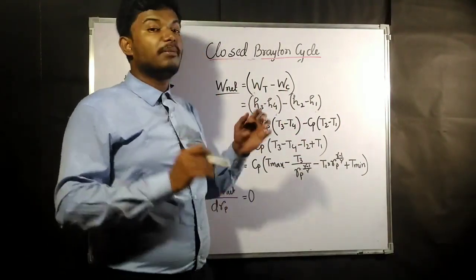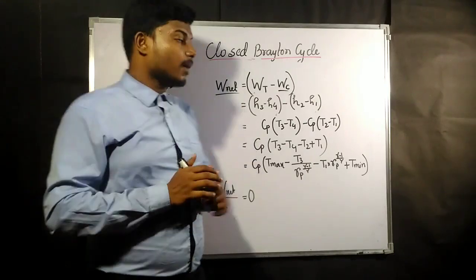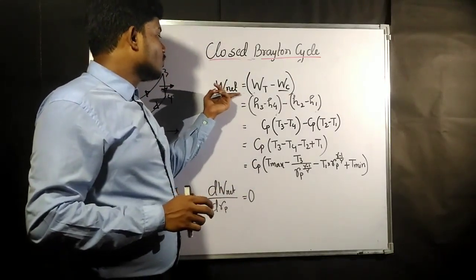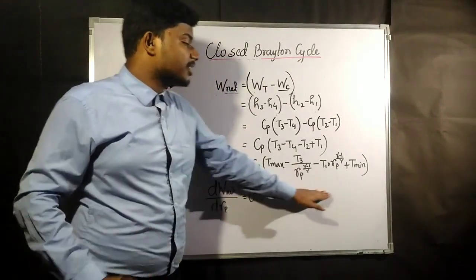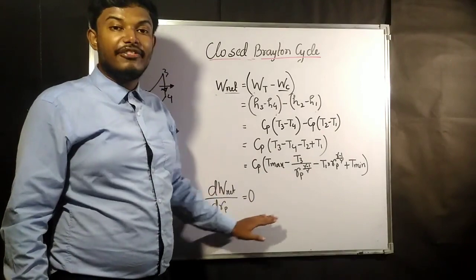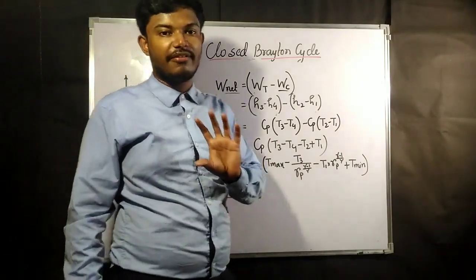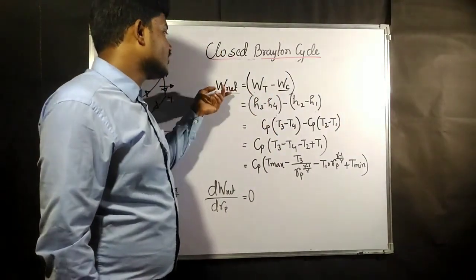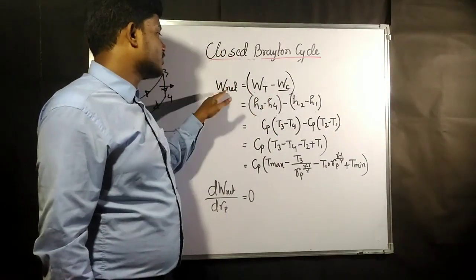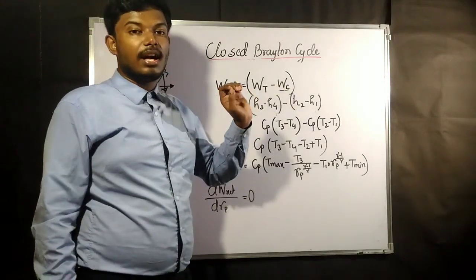Rather, we are going to give importance to the net work which we get from a Brayton cycle. So first of all, we are going to find the expression for W net, and after that we are going to differentiate this expression with whatever variable we have. So first of all, let us find the W net expression. W net expression is what? Work done by the turbine minus work done by the compressor.